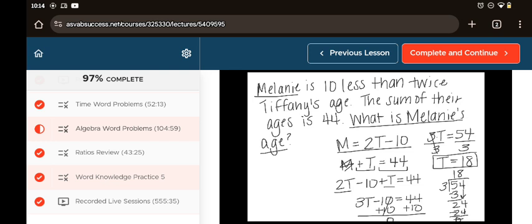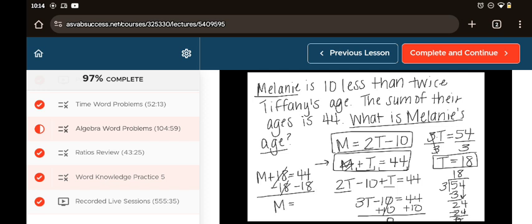Melanie is the other person. So I have to go back and say, well, Melanie equals 2t minus 10, right? Yes. Or Melanie plus Tiffany equals 44. I think this one's easiest. So Melanie plus Tiffany, now we know is 18, equals 44. So what I did was I replaced the t with 18 because I now know t is equal to 18. And then here, once again, I do the opposite. Minus 18, minus 18.